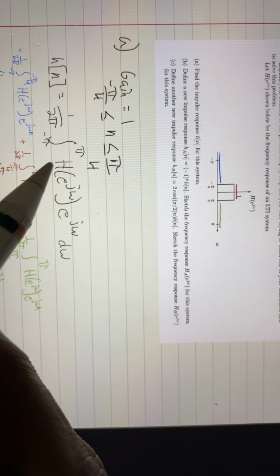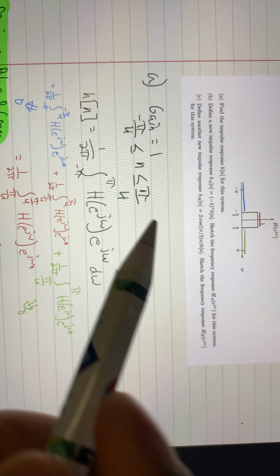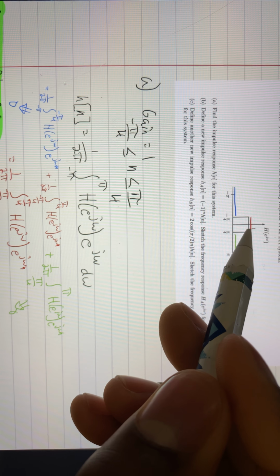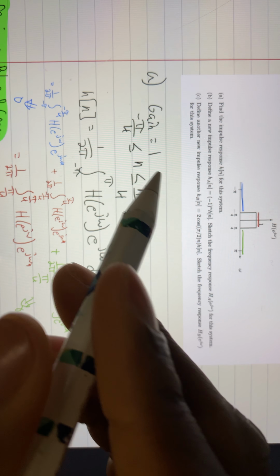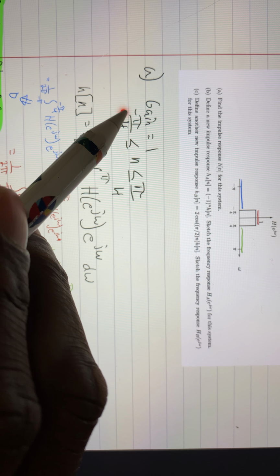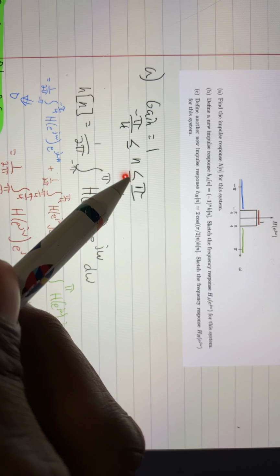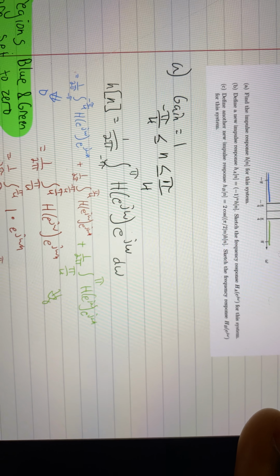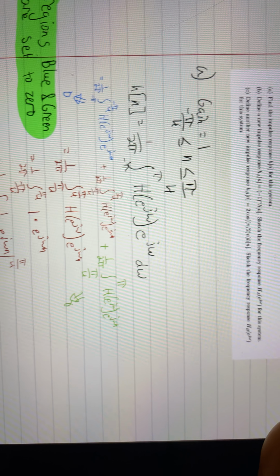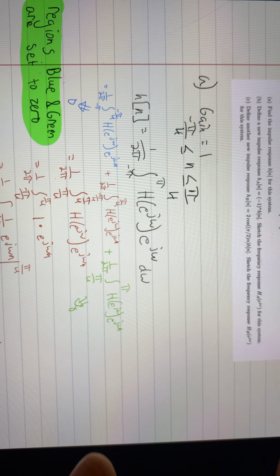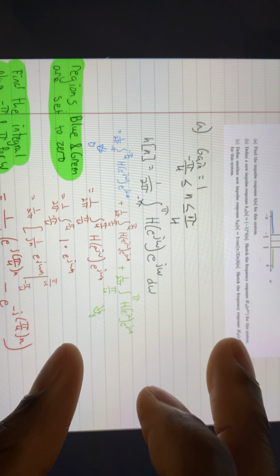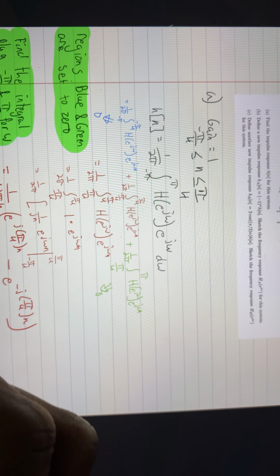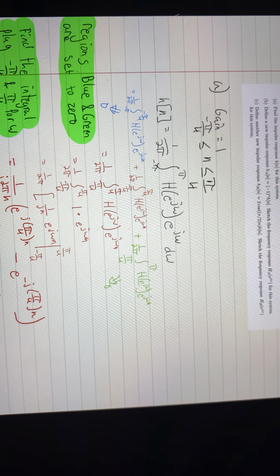So what's important to know? It's important to understand the gain. The gain for this system is 1, and the region that we have is negative pi over 4 to pi over 4. So in order to find the impulse response overall, we're gonna use the sinc function. So the sinc function is down here, but we're gonna break it down.